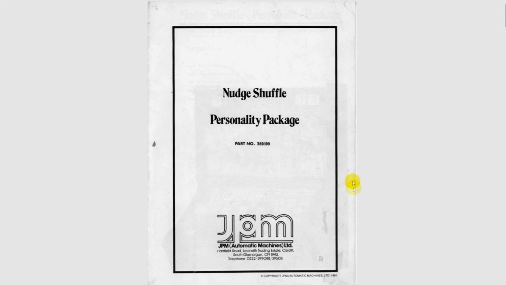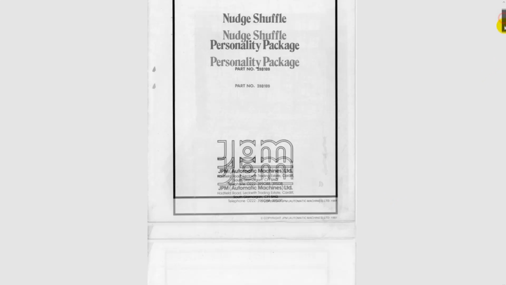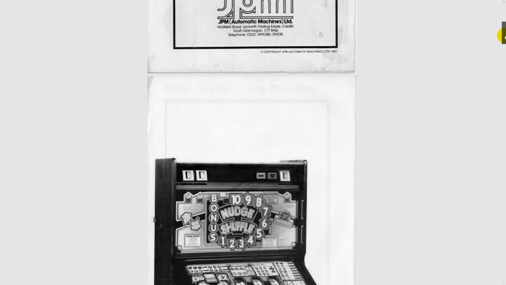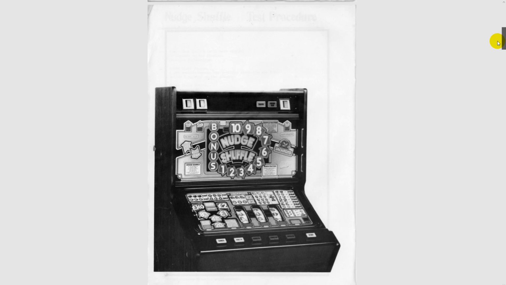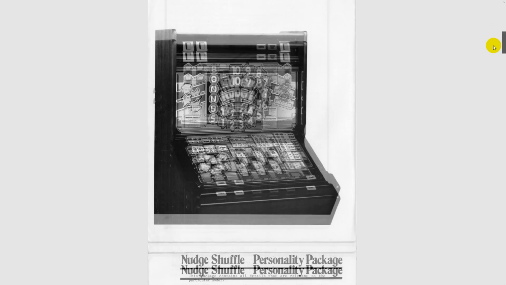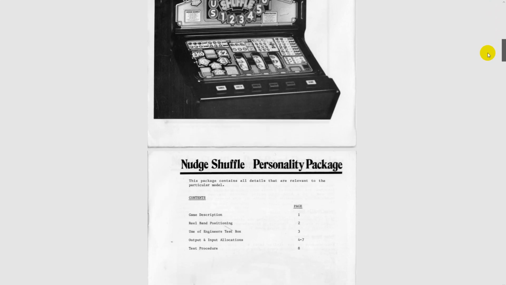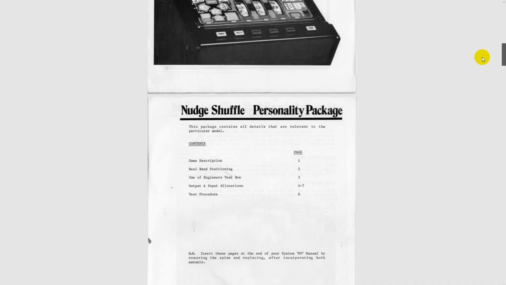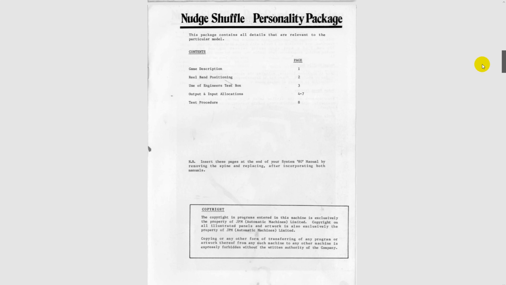So for the Nudge Shuffle personality package from JPM, there's just a telephone number on there. There was no email, and no fax machines back then, so you've literally just got a telephone number to ring. And this was the promotional material that JPM put out for this machine. That's as sexy as they could make the thing look, that picture there. And then we have all the technical details about it.